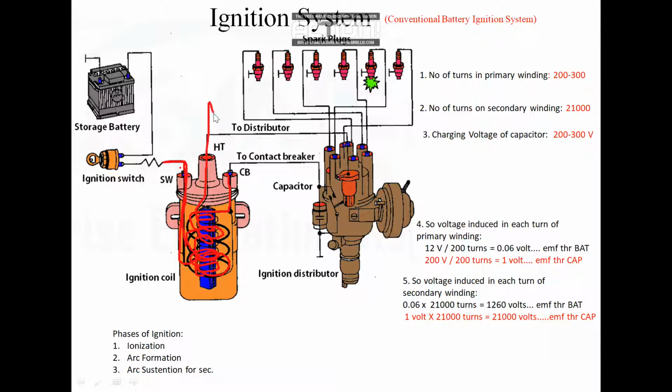After that it enters the distributor at the center, and the other end of the primary winding also enters into the distributor, but it is connected to the capacitor. Okay, so the capacitor is connected in series to the primary winding.